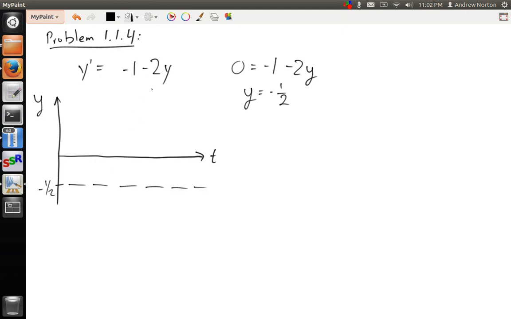Okay? So we now look at this and say, well, as y gets more and more positive, our derivative is going to get more and more negative, right? If we plug in a larger number, our derivative becomes negative. So this becomes kind of a downward sloping as we get higher and higher. Same thing throughout all of this.